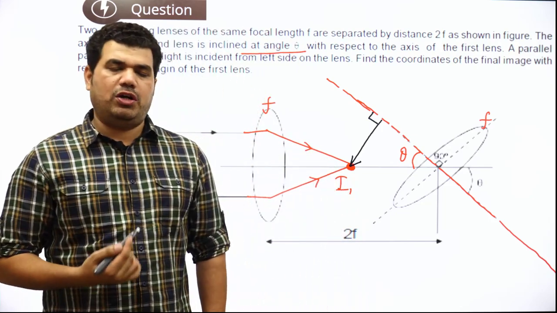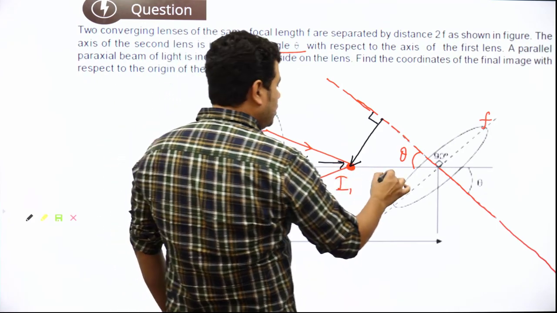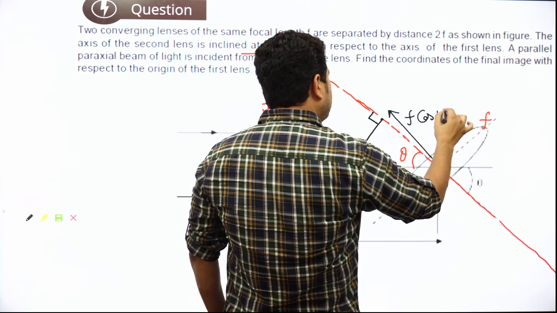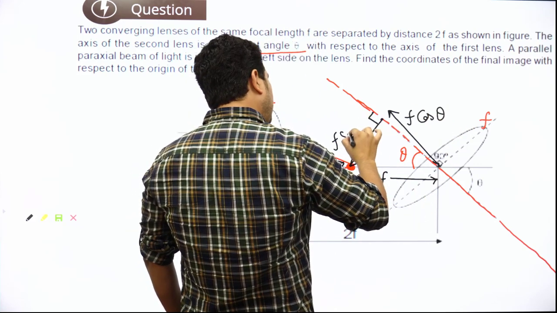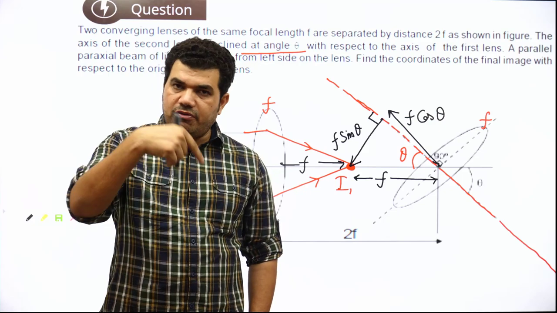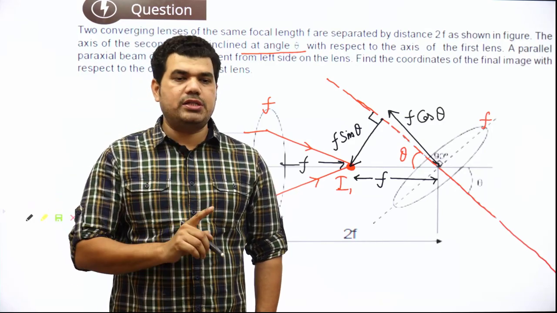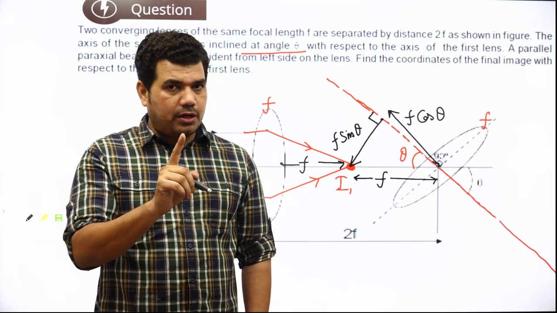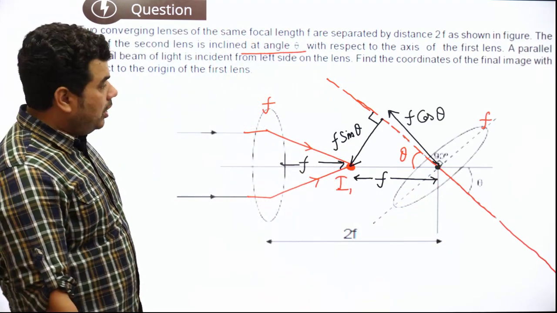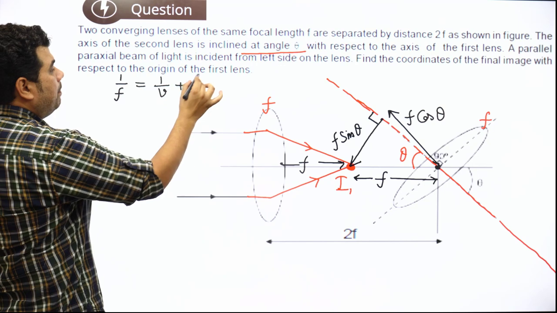This will act as an object, and the actual target is to find the vertex of that object as an image. For this, we just find the position or the distance. As you know, this is F, so this will also be F. If this is F, then this particular length is, my dear students, F cos theta, and the height of the image you can take as F sin theta. So for the second lens, the object is inverted, having height F sin theta, at a distance F cos theta from the pole or the optical axis of the second lens. Now we can apply the formula 1 upon F is equal to 1 upon V plus 1 upon U.